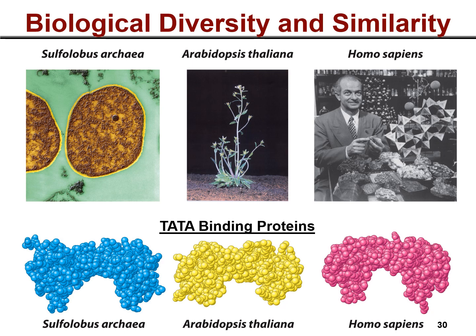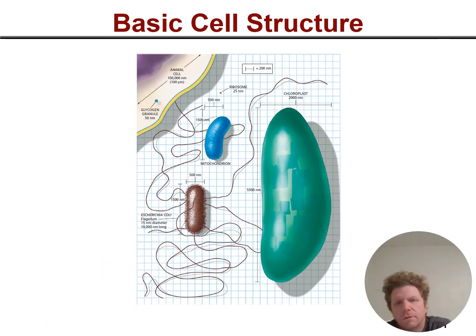But then if we look at the bottom here, where we have selected a TATA binding protein, what you'll notice is that all of these different organisms, their binding proteins are very, very similar to one another. So despite their phenotypic difference or their difference on a growth scale, at the molecular level, their similarities are very, very impressive.